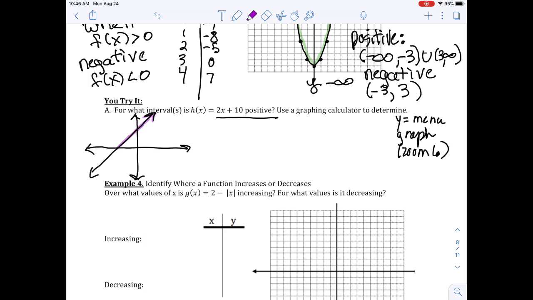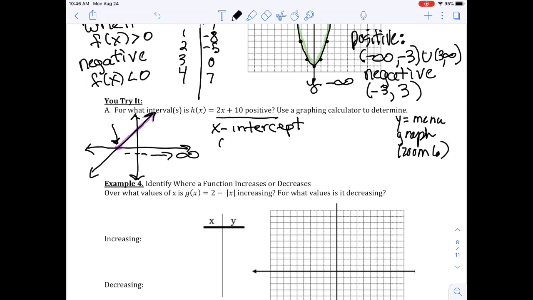And I would say that positive above the x-axis starts here towards infinity. So I guess I need to know what here is, see where my arrow is pointing? And the name of that point is the x-intercept. So I need to know the x-intercept of this graph.